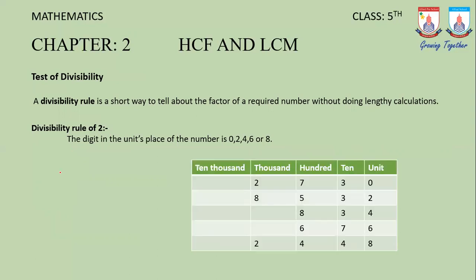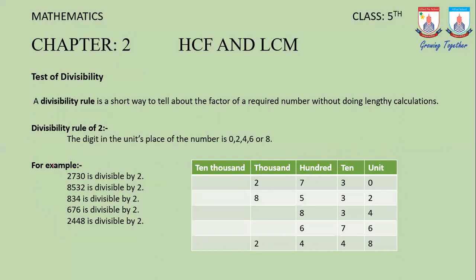For example, the divisibility test of 2 says that if the number at its unit place is 0, 2, 4, 6, 8, then the original number is divisible by 2. Look at this first column from the right. This is the unit column. This is a place value chart.